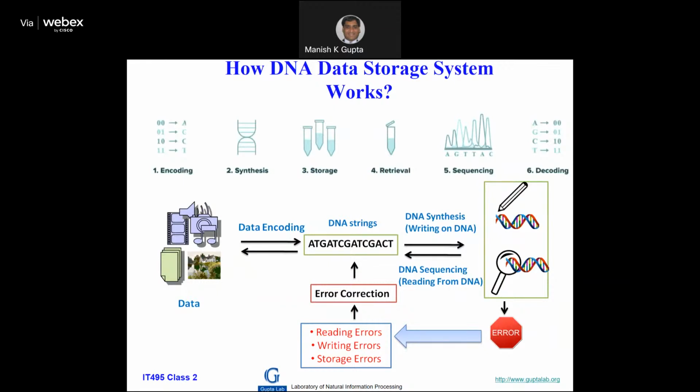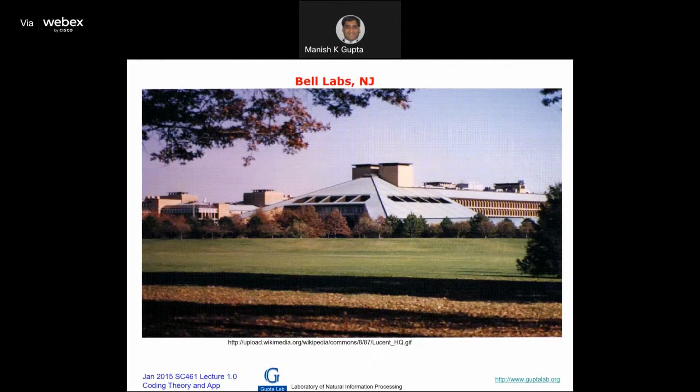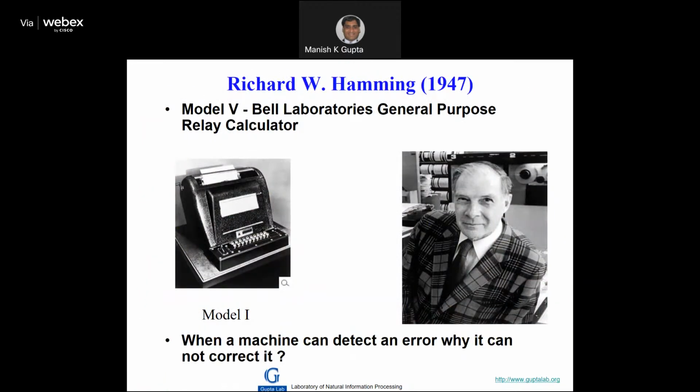Although binary vectors were known in India long back from the work of Panini, I would look at this picture. This is Bell Labs, New Jersey, and it was around 1946 or 47, I would say, when Richard W. Hamming was working on the Manhattan Project. He used to solve a lot of differential equations using the computers of those days. Okay, so this is Model 5 Bell Laboratories General Purpose Relay Calculator. Similarly, sorry, this is Model 1.